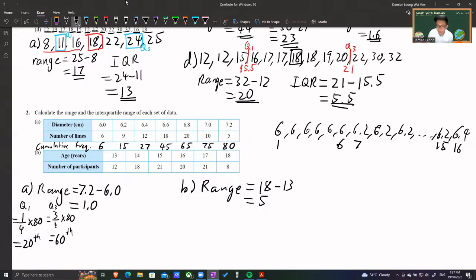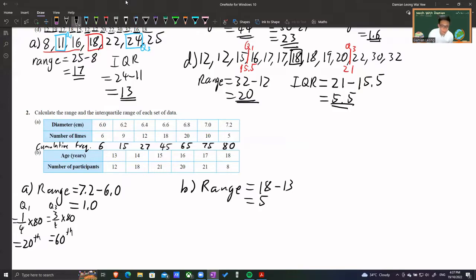So if let's say I want the 7th value, then I take 6.2. If I want the 9th value, it's 6.2. So in this case, if I want the 20th value, it is after the 15th value, so it goes up to 6.4. And the 60th value is 6.8. So the interquartile range is 6.8 minus 6.4, I get 0.4.